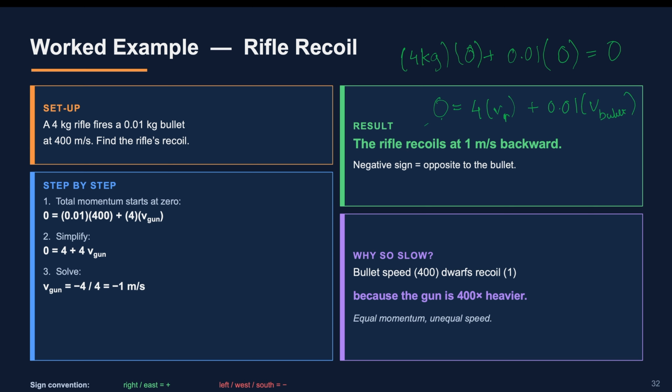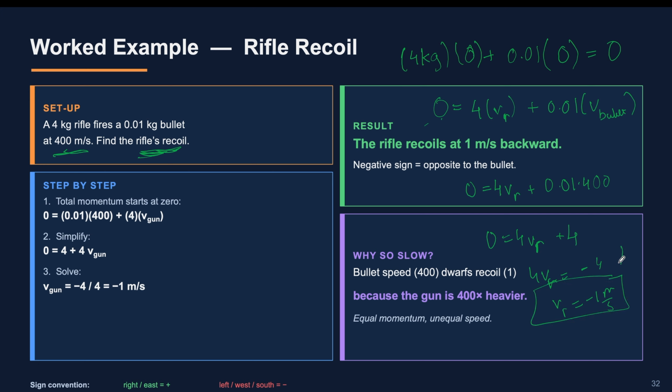Now what am I going to do? For VR, the rifle's recoil, we don't know yet. We were trying to find that, right? But the bullet speed, we know that. That's 400 meters per second. So 0 is equal to 4 VR plus 0.01 times 400. So 0 is equal to 4 times the velocity of the rifle, or the recoil, plus 4. So 4 VR is equal to negative 4, and VR is equal to negative 1 meter per second.